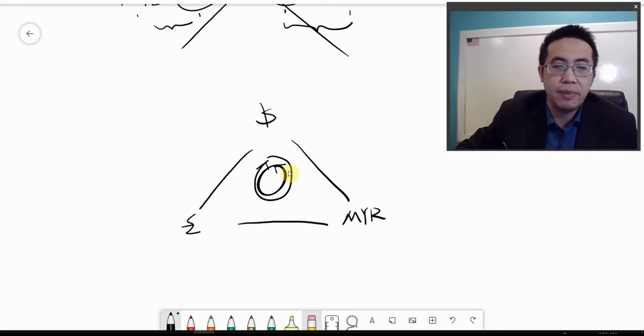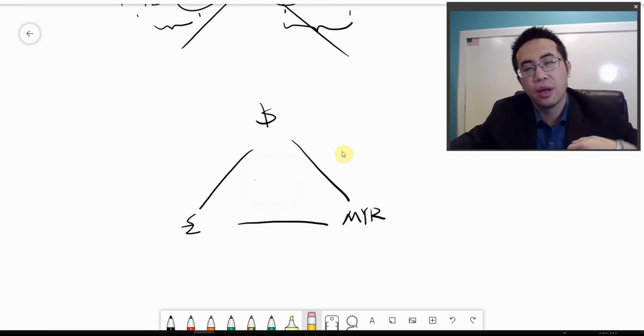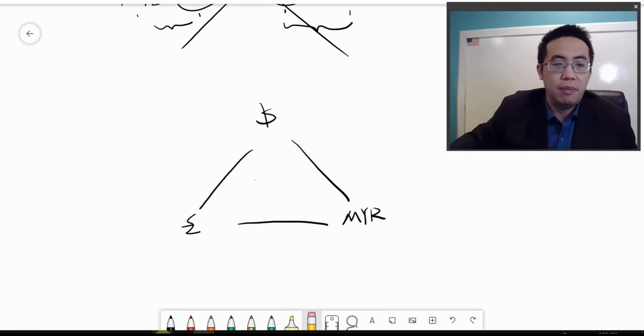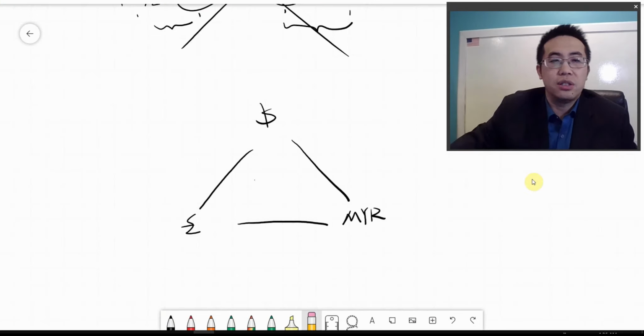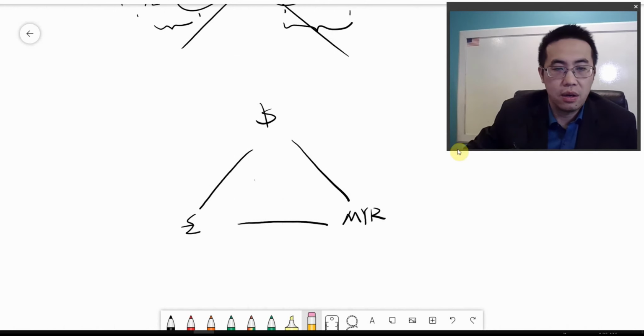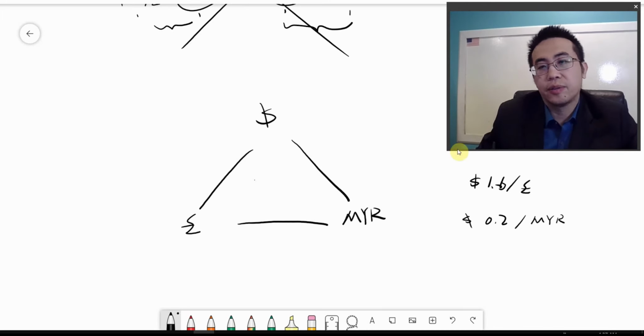So it's either the clockwise trading direction or the counterclockwise trading direction. We don't know that, all right? But we need to figure out which currency to get first. Do we get the British pound or do we get Malaysian ringgit first? Okay, so in the PowerPoint example, we have the exchange rate for pound and ringgit. So let me just write it here. For pound, the price is $1.6 per pound. Okay, and for ringgit, it's $0.2 per ringgit.